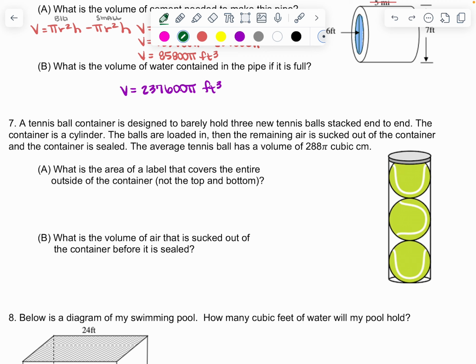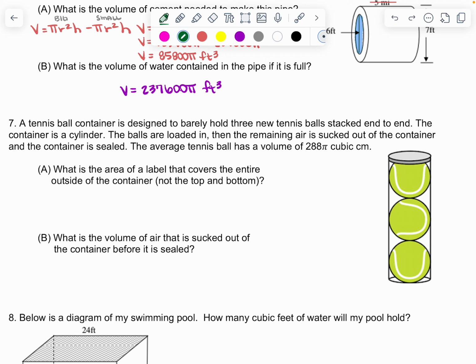All right, number 7. I like this question a lot. It says, a tennis ball container barely holds 3 new tennis balls. They're stacked end to end. The balls are loaded in, then the remaining air is sucked out of the container, and the container is sealed. The average tennis ball has a volume of 288 pi cubic centimeters.